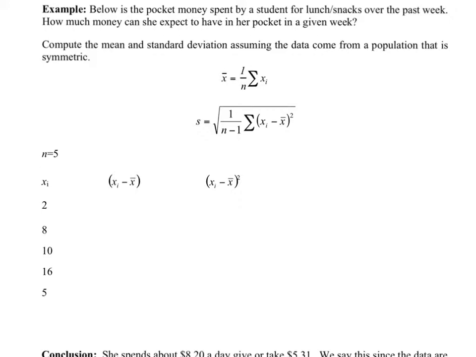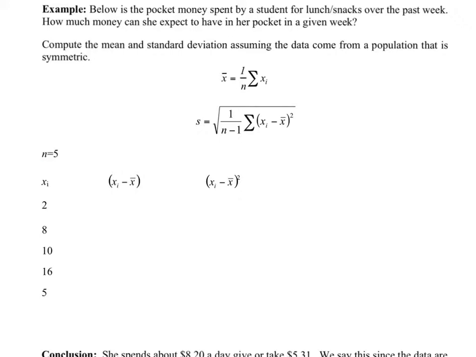Below is pocket money spent by a student for lunch or snacks over the past week. So you can interpret this as $2 was spent on Monday, $8 on Tuesday, $10 on Wednesday, $16 on Thursday, and $5 on Friday. Now, it's only 5 observations. Our sample size is 5. But from the observations, we need to make a decision.